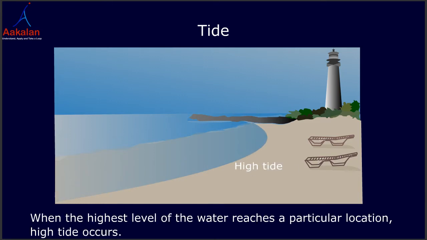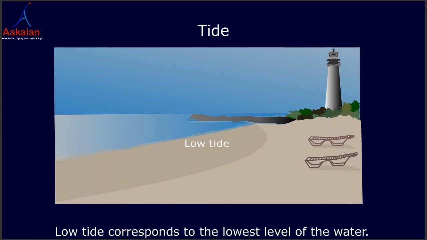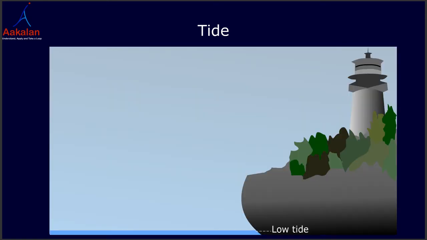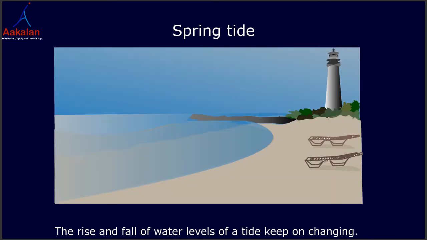When the highest level of the water reaches a particular location, high tide occurs. Low tide corresponds to the lowest level of the water. The rise and fall of water levels of a tide keep on changing.